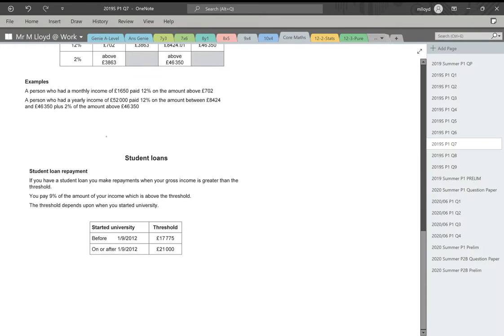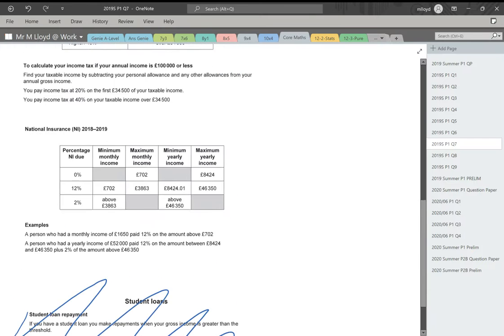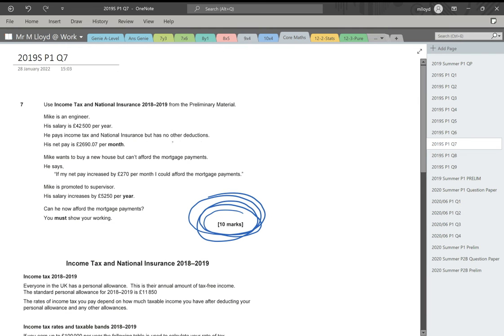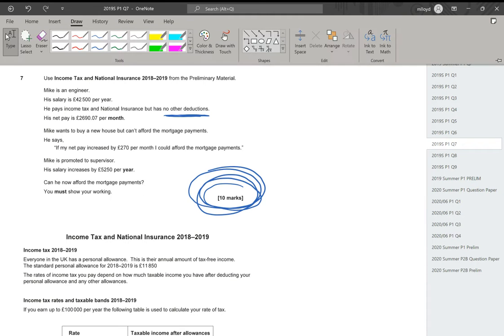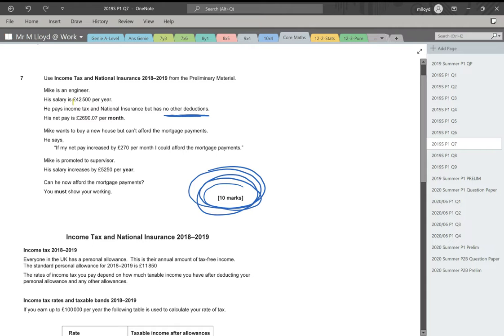So I've kept it all. Don't actually need the student loans, because if we read the question, it says no other deductions other than tax and national insurance. So Mike is an engineer, and his salary, if I just click on here, I can do some highlighting. His salary, and that's pre-tax, is that. He pays income tax and national insurance. His net pay is that per month.